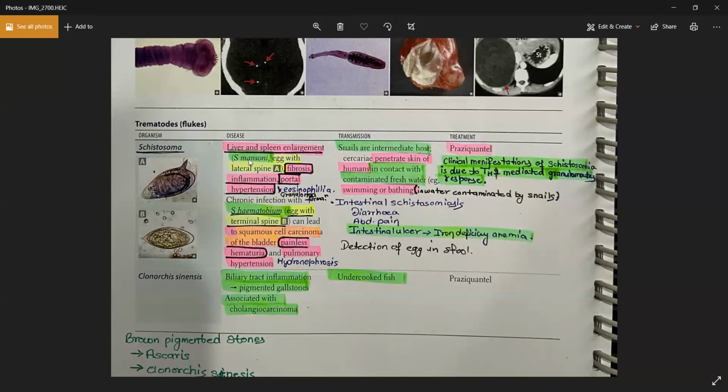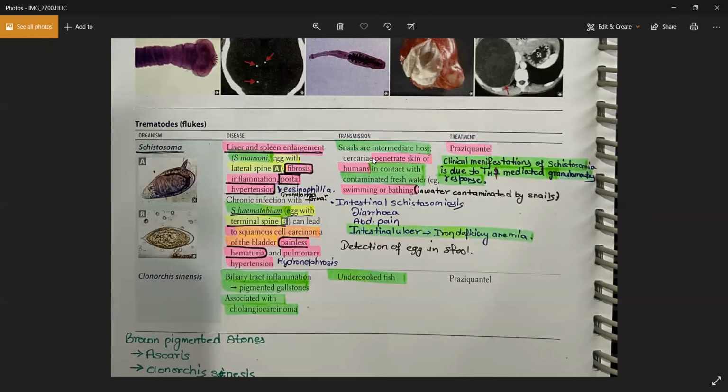Okay, how will you get the infection? By coming into contact with snails, by bathing or swimming in the contaminated fresh water. So very important, the term snails and the fresh water swimming or bathing. And how will this trematode enter your body? By penetrating through the skin. Very important, by penetrating through the skin.